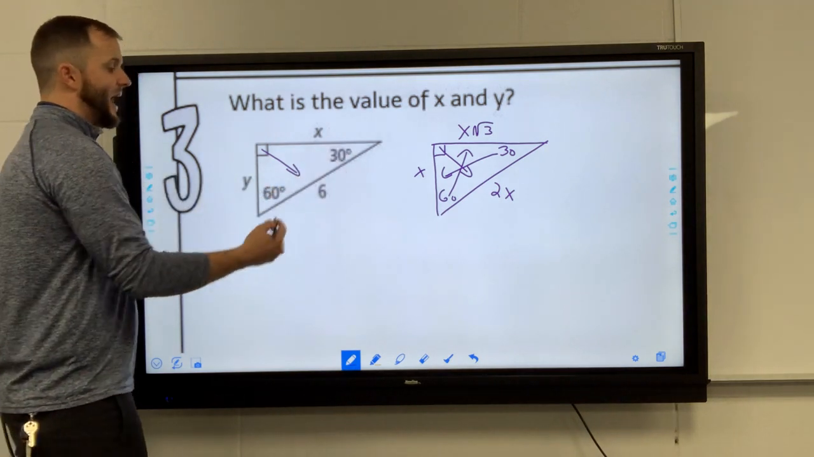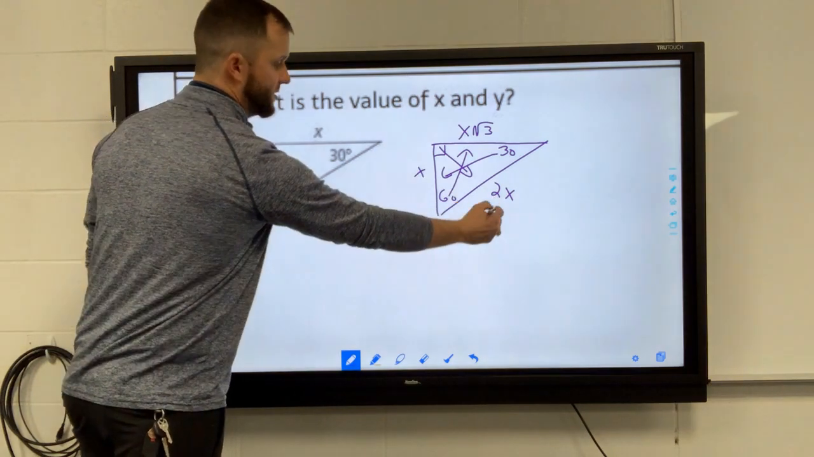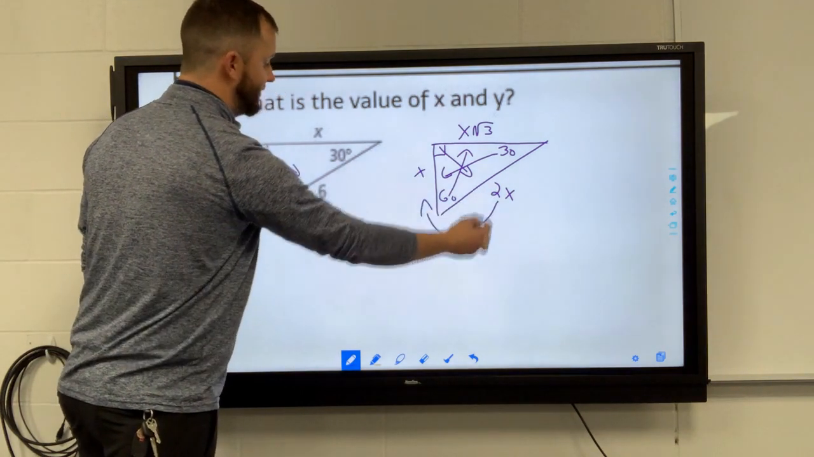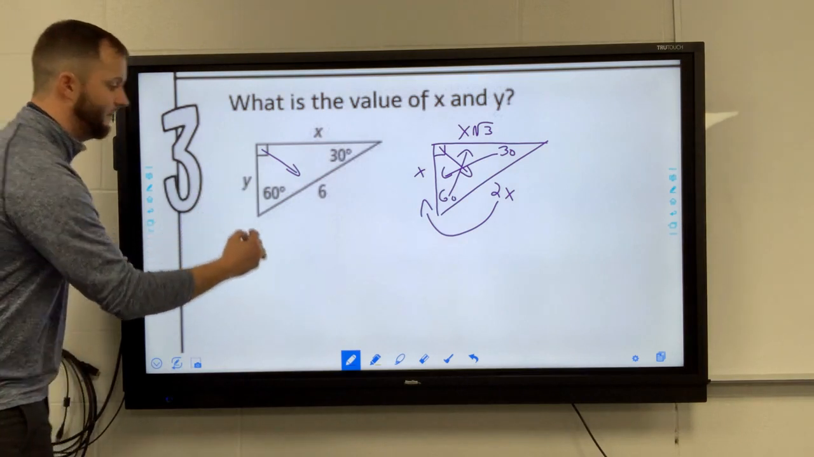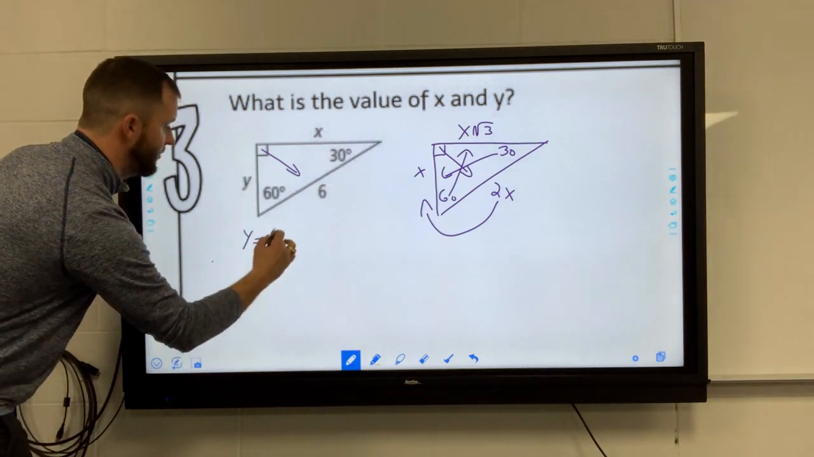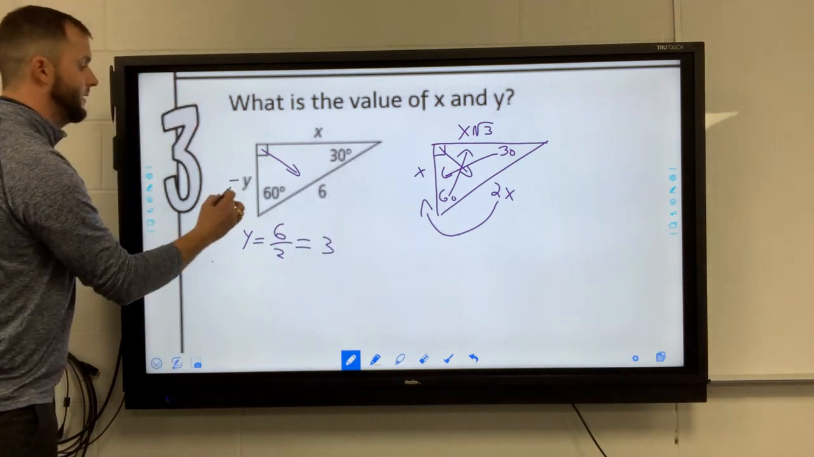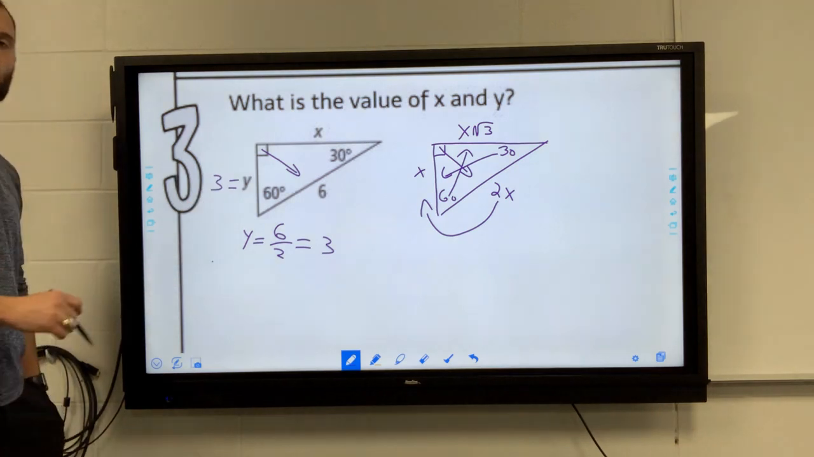That means I took the short side, multiplied by 2 to get here, so to go backwards, I have to divide by 2. If I'm going to find y, which is going to be my x side, all I have to do is 6 divided by 2, which in return is going to give me 3. So y is going to be 3.